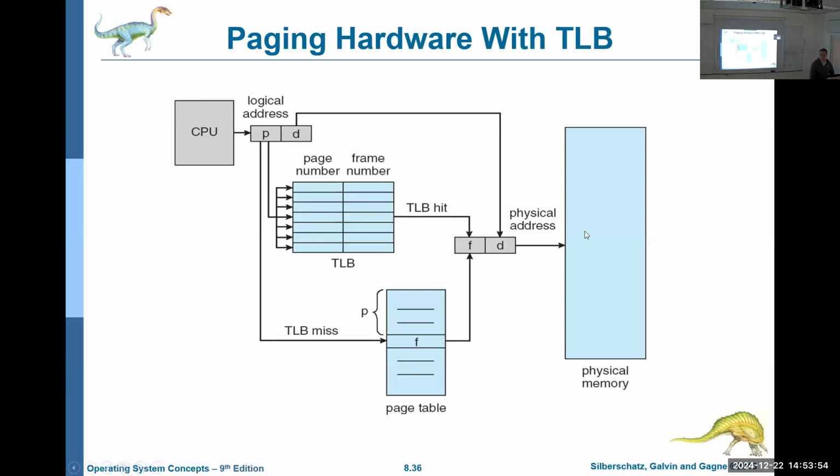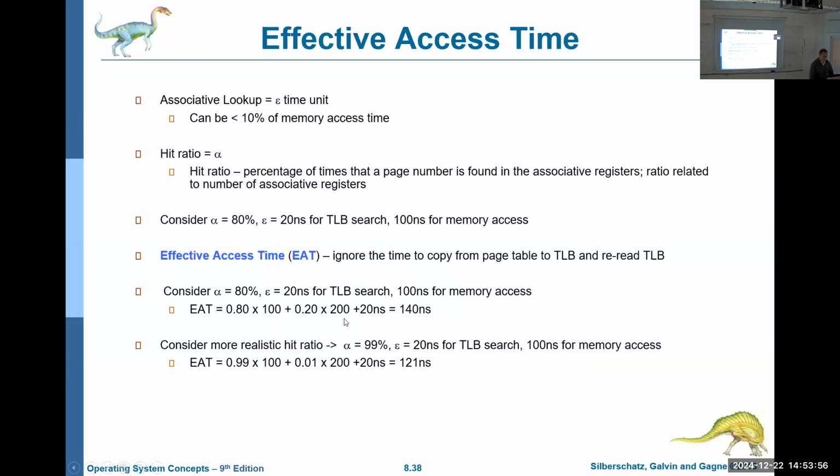Going to the physical memory takes 100 nanoseconds. So 80% of the time it's 100, but it's also plus 20. And 20% of the time, it's two memory lookups, yeah? Why is it two? Because 80% of the time it's one memory lookup, and 20% because we have a miss.